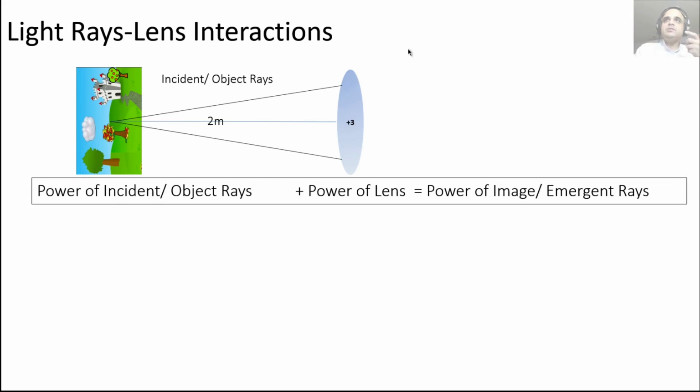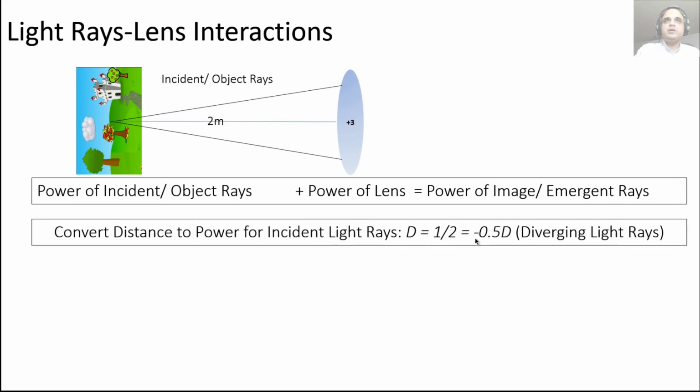So the first thing we need to do is to figure out the power of the light rays, and then we add this number, +3, which is the power of the lens, to the power of the light rays. But we don't have the power of these light rays, we just have a distance. But we know the formula for converting distances into light ray power. If you remember from the previous slide, it's simply a matter of inversing the distance, and the distance is measured in meters. So if this is 2 meters, we inverse 2 and we come up with 0.5. And since these are diverging light rays, we put a minus sign.